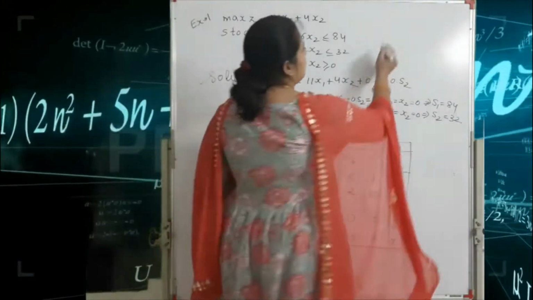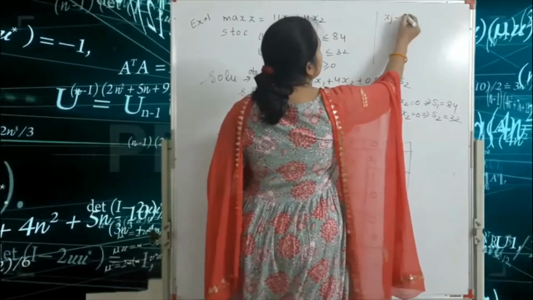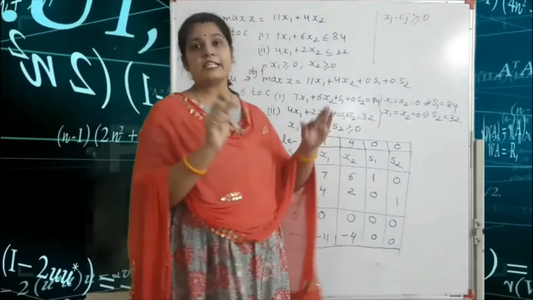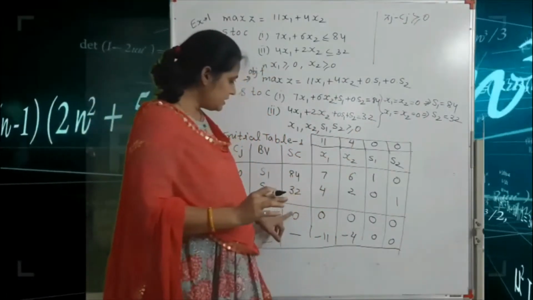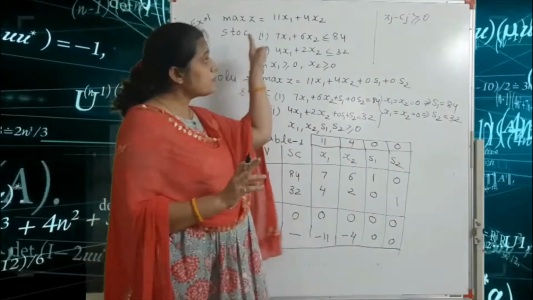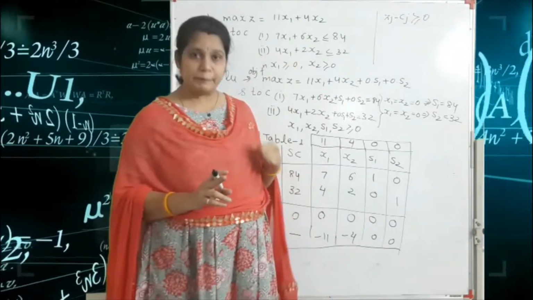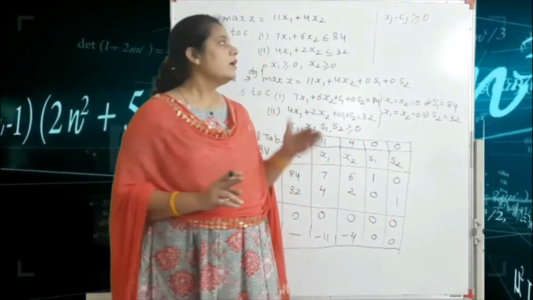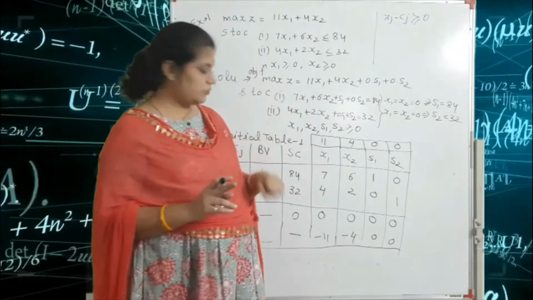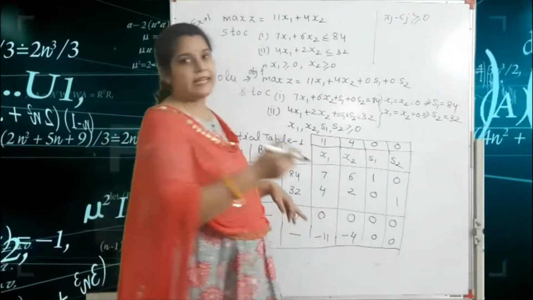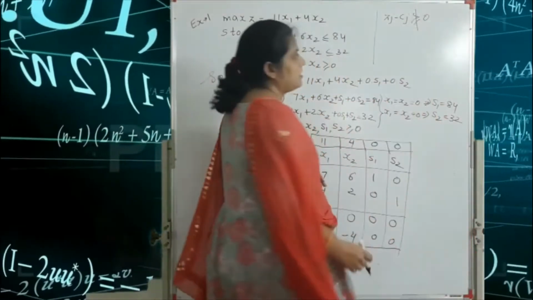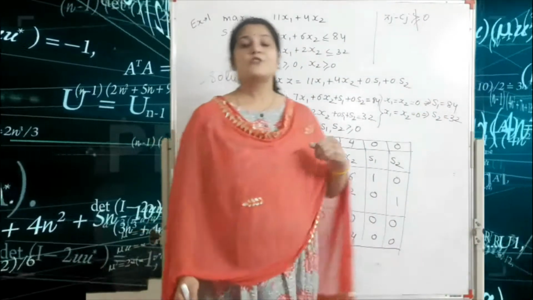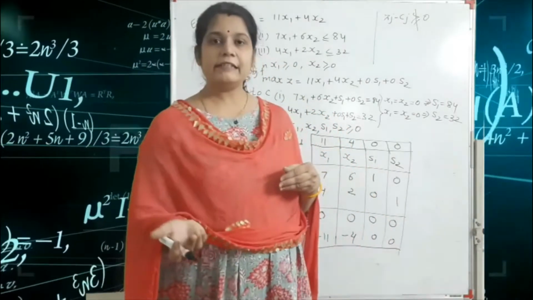Okay, after that, if our Zj minus Cj is greater than or equal to 0, then our iteration is completed and this value is our final answer, in the maximization form in the simplex method. But if Zj minus Cj is not greater than or equal to 0, we move to the next iteration, that means we find the next iteration. Here two values are negative, minus 11 and minus 4, so we move to the second iteration.